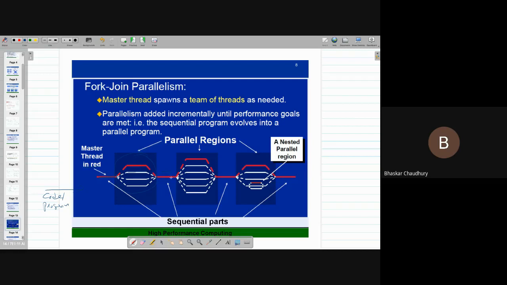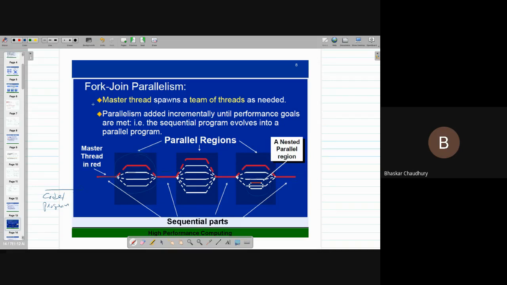Again, another such region can be called, that is a parallel region. And interestingly, you can have different numbers of threads for different regions. So here you can have four threads, here you can have, let's say, 1, 2, 3, 4, 5, 6 threads. And also you can have a nested parallel region. So here you can see a nested parallel region. That depends on how we code, and depending on the algorithm, you can code accordingly.